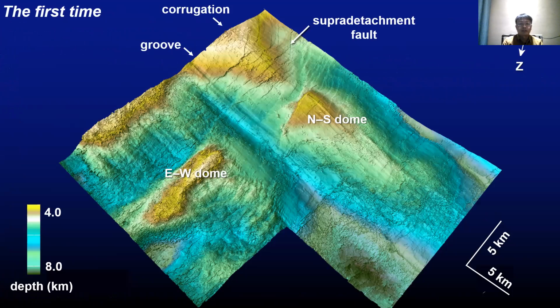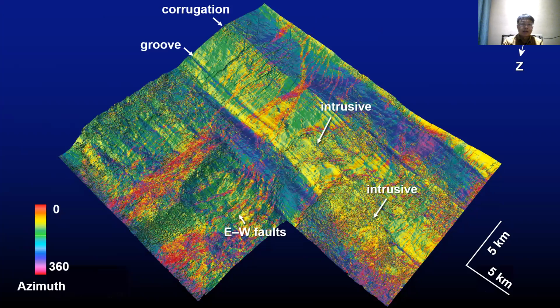So we use 3D seismic data to image the detailed geometry of the detachment fault. It shows the grooves and corrugations on the detachment faults and the supra-detachment fault as well. Using the azimuth attributes, we can see the grooves and corrugations again and more clearly. The intrusive boundaries can also be outlined by the distortion on the detachment faults, which shows that the intrusives come from below the detachment faults.